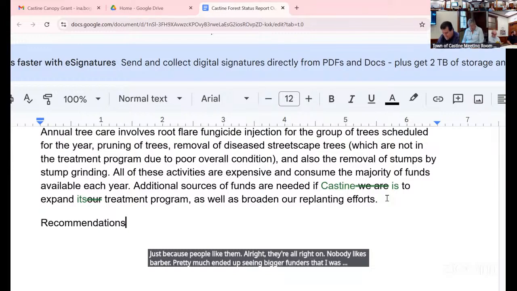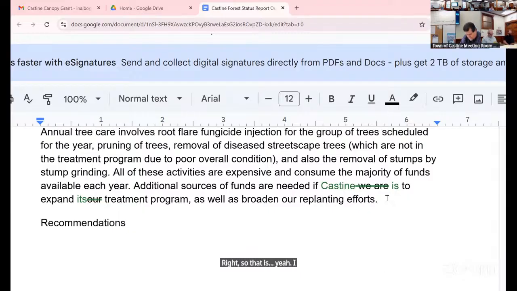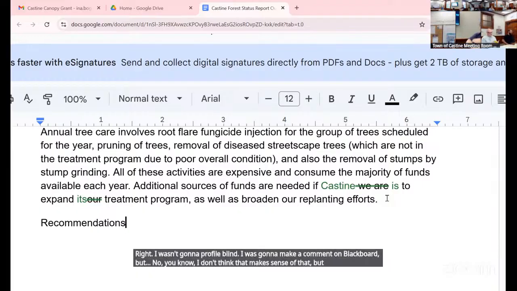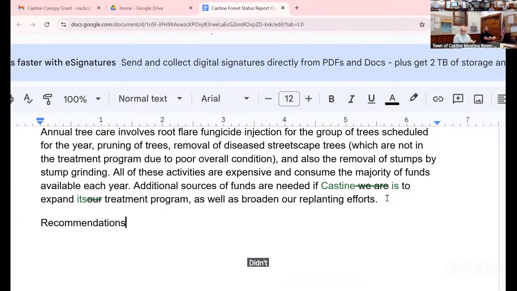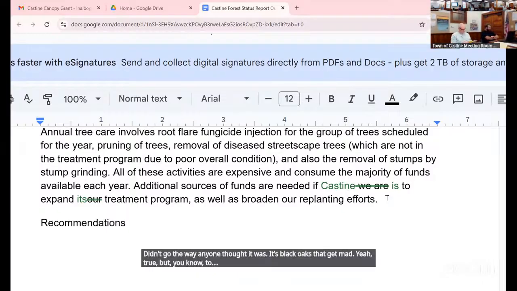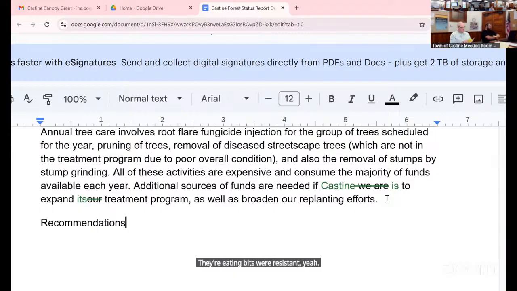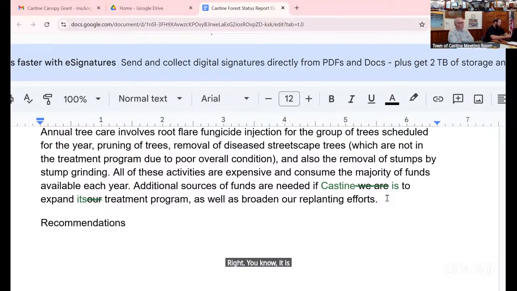Yeah, I mean, there's stuff on that list, you know, black locust is on the list. I wasn't going to profile black locust, I was going to make a comment about it. I've seen a couple places where it's like, wow, that really didn't go the way anyone thought, it's a black locust thicket now. True, but it's a tree that's resistant to most everything, I can sell every bit of it, it fixes nitrogen, and it's good wood. I guess Norway maple would be the other thing.